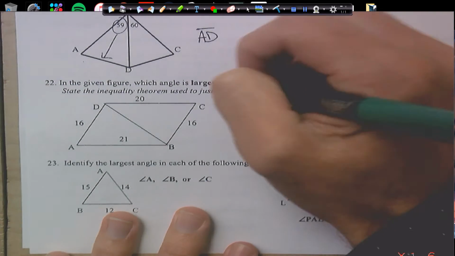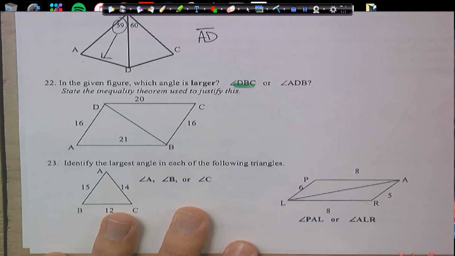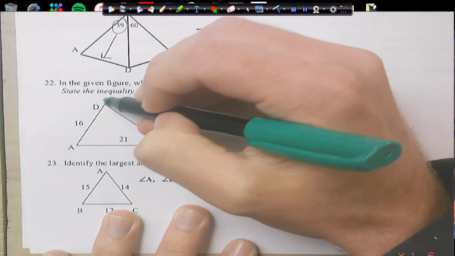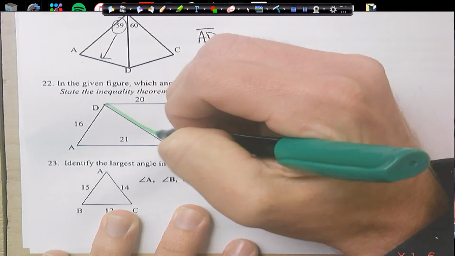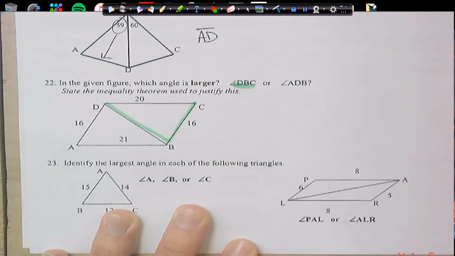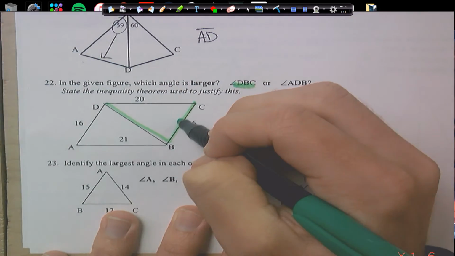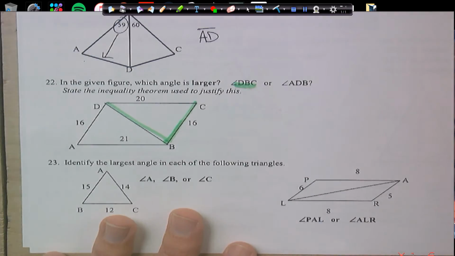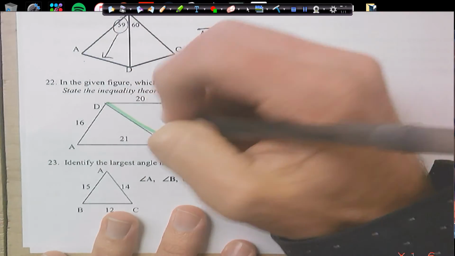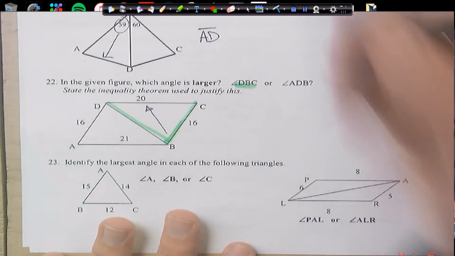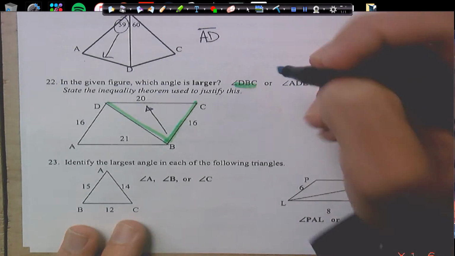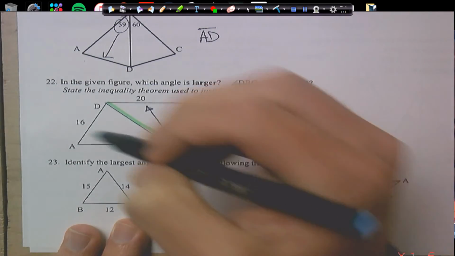Okay. 22. Okay, gotta get serious here now. DBC, where are you? How do I find DBC? I did this in class on some of the classes, but we go from D to B to C. All right? So where's the angle? Right there. What's it opposite from? 20. Let's try ADB in blue.